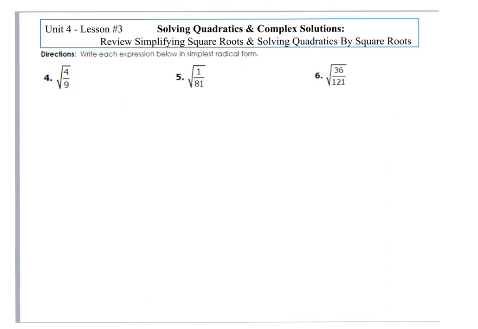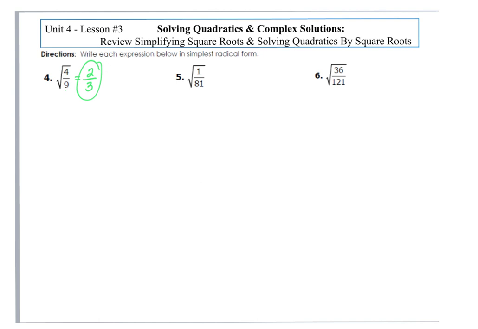Okay, on numbers 4, 5, and 6, we're still dealing with perfect squares. We have perfect square fractions. When you're taking the square root of a fraction, we're just taking the square root of the numerator and the square root of the denominator. For example, on number 4, the square root of 4/9: the square root of 4 is 2, so that's my new numerator. The square root of 9 is 3. It was 3 times 3. So the square root of 4/9 is just 2/3.